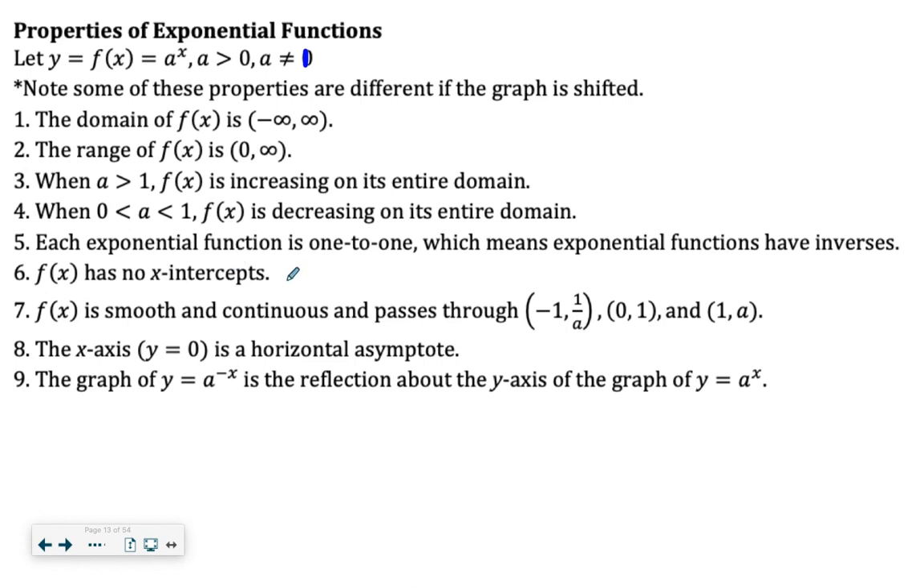The function is smooth and continuous and passes through these 3 points. Right? Remember what we just looked at. If we plugged in -1, we got 1 over whatever the base was. It always went through 0, 1, and then 1, whatever the base is. Now again, note those could be different if my function is shifted at all. y equals 0 is a horizontal asymptote, and like we just mentioned, the graph of a to the negative x is the reflection of y equals a to the positive x across the y-axis.